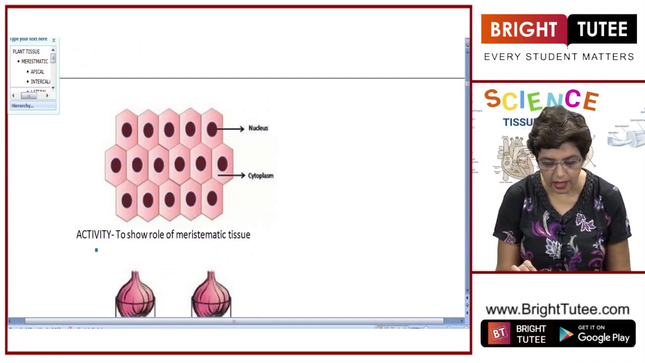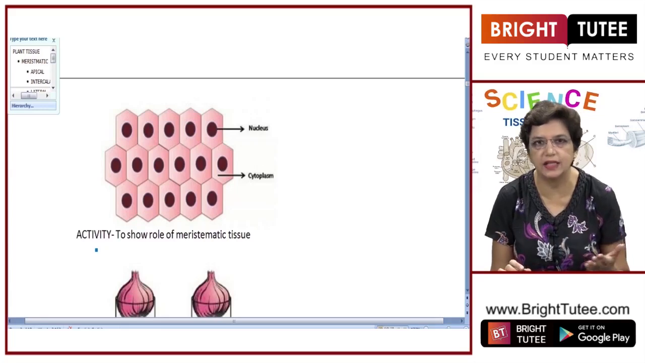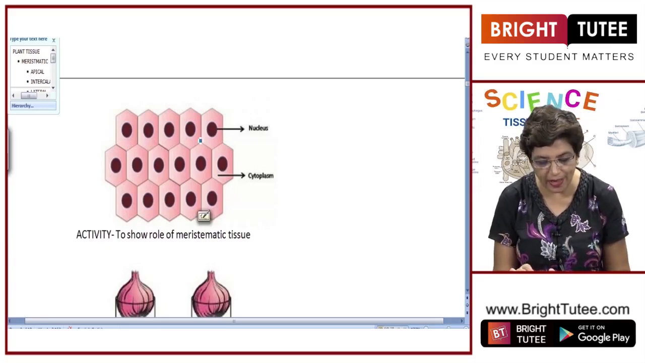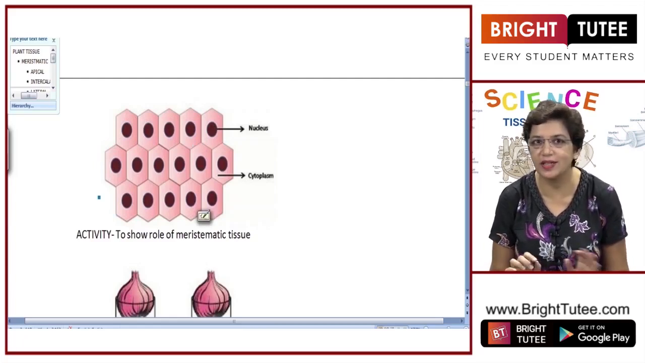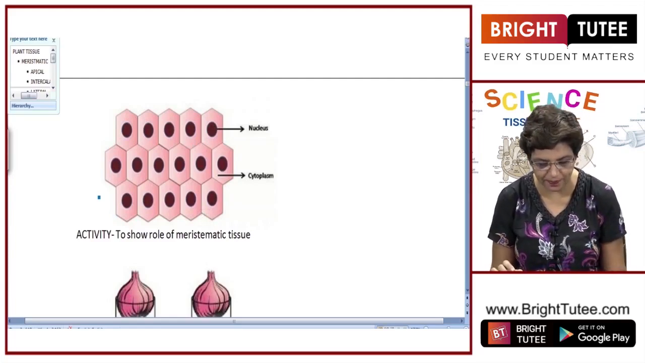Look at this diagram. If you remember this diagram, you can clearly state the characteristics. Cells are compactly arranged. There is no intercellular space. They have a prominent nucleus, very dense cytoplasm, no vacuole. So this shape will give you an idea of what meristematic tissue is, about their structure.